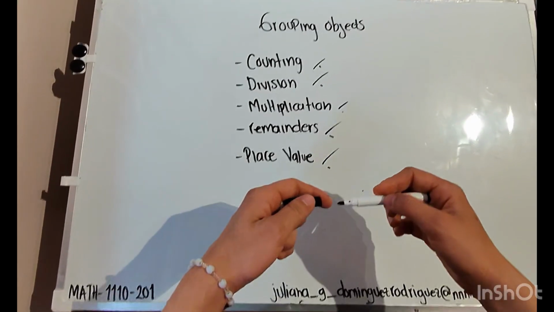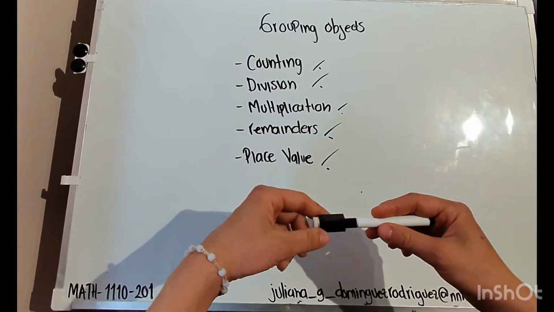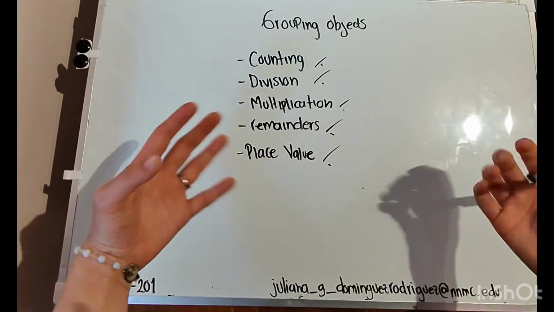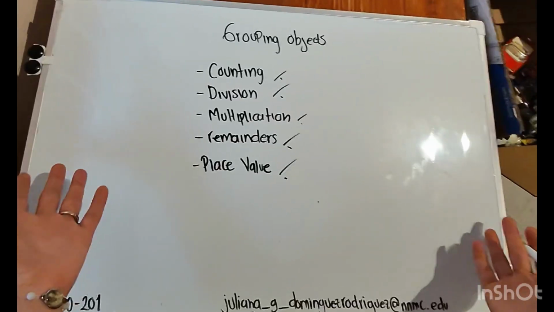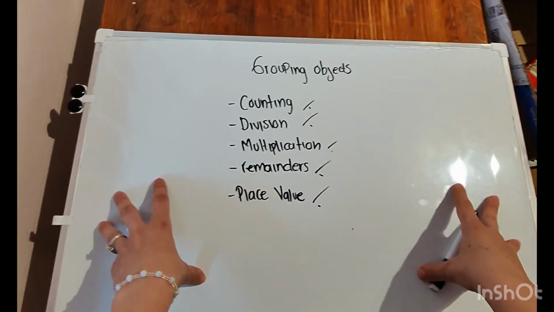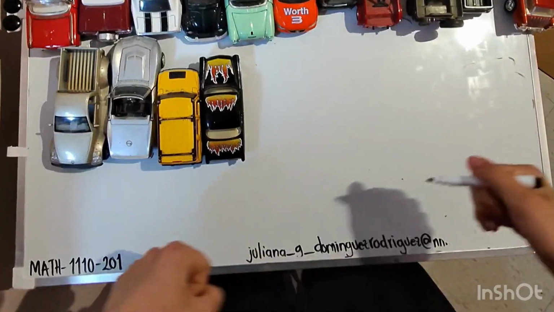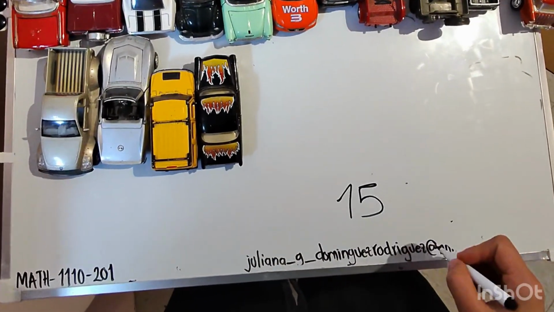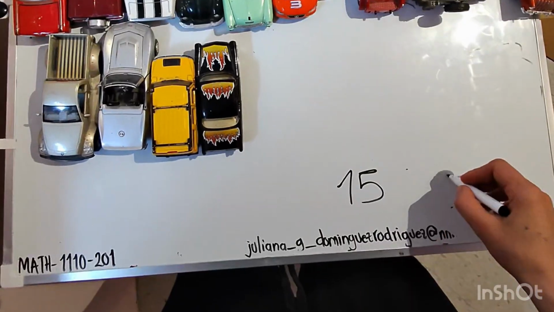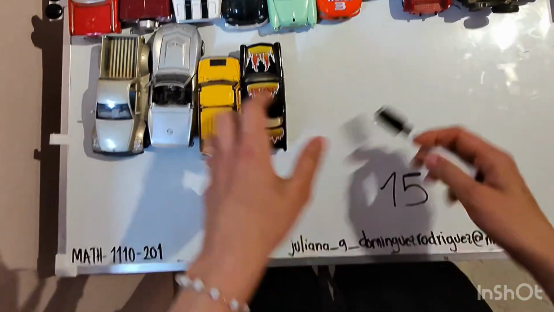Instead of using worksheets, I will use materials that can easily be found at home, like toys, balls, and coins. So let's see. First we are going to work with 15 cards, and we want to place them into groups of 2. So let's start moving.